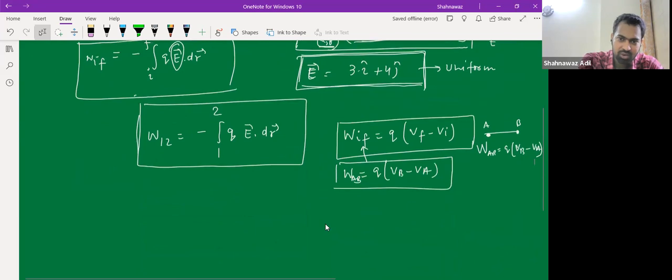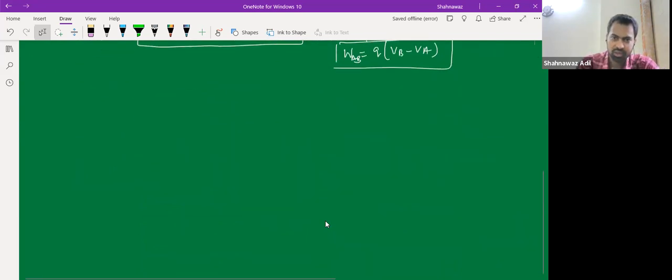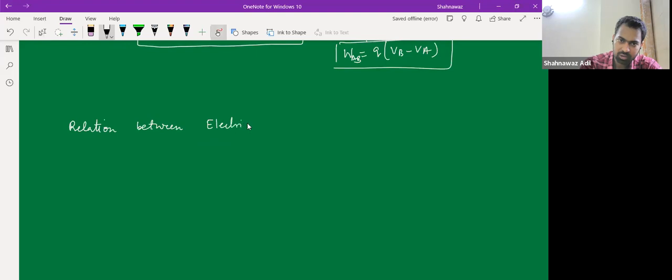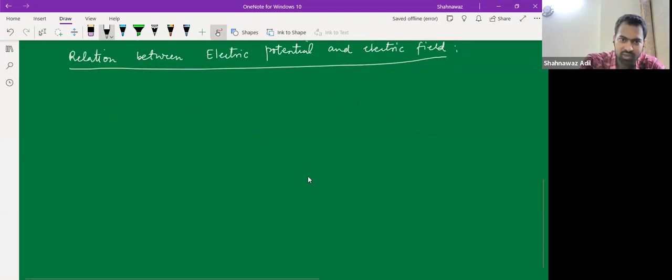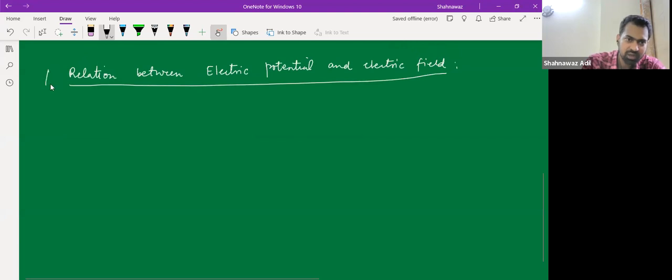Okay, so what were we doing? In the previous class, we found out the relation between electric potential and electric field. But before we do that, let me quickly revise whatever we have covered. We will come to this point later.